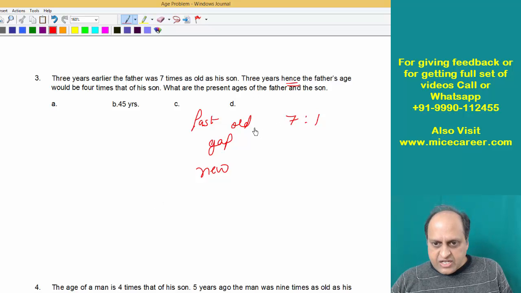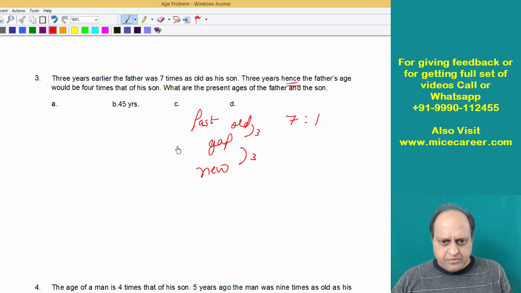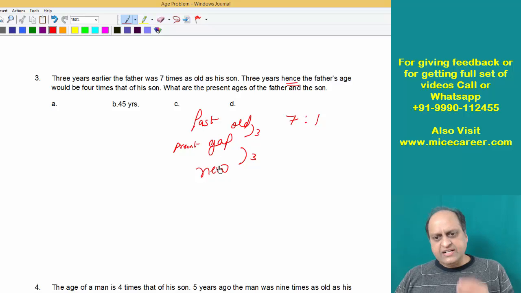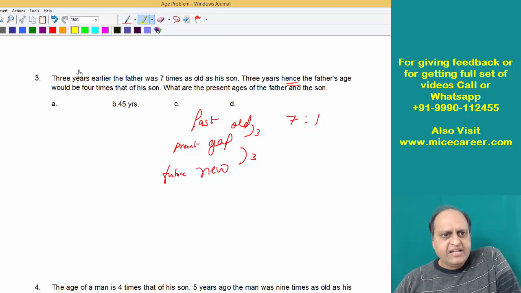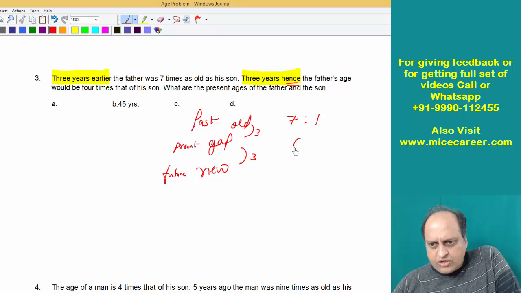3 years hence. So this is 3 and this is 3. Gap, present, let present be in between. So past and present, the difference is 3. And present and future, the difference is again 3. This is future. So here it is saying 3 years earlier. Here it is saying 3 years hence. So the gap becomes 6 years.